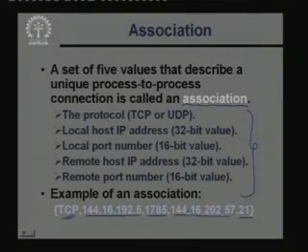So, these 5 components of this association will be able to uniquely identify a connection which is getting established. So, when you say that a connection has been established, it means both the sides have come to know all the 5 components of an association. Only then the packets can be sent and received with all the relevant information.